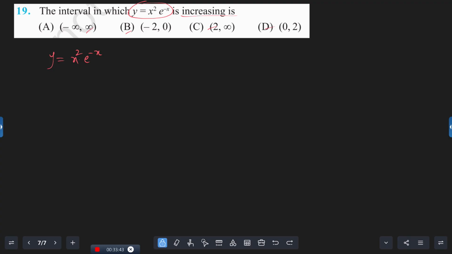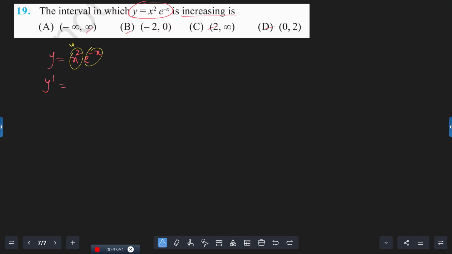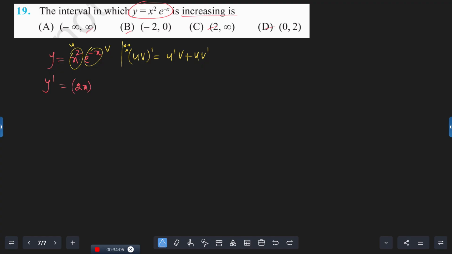Right. Let's differentiate this. When you differentiate, what am I getting? y dash is equal to, which is in the form of uv, children. This is u, this is v. So uv whole dash is equal to u dash v plus u v dash. When I differentiate, first u dash, x square derivative, 2x into v value e power minus x, plus u means x square, v dash value what?